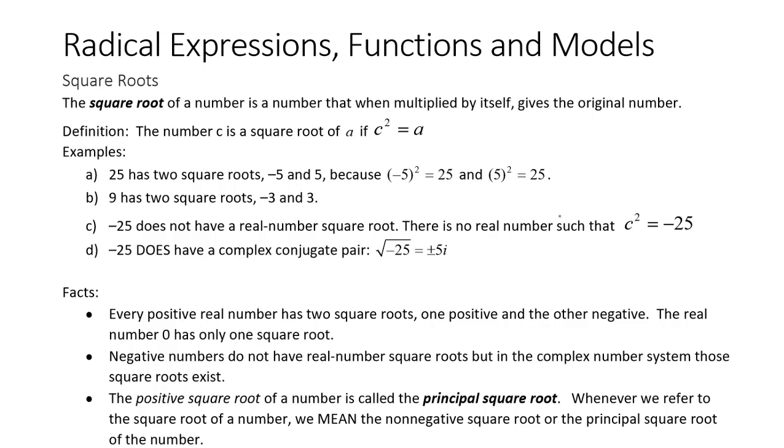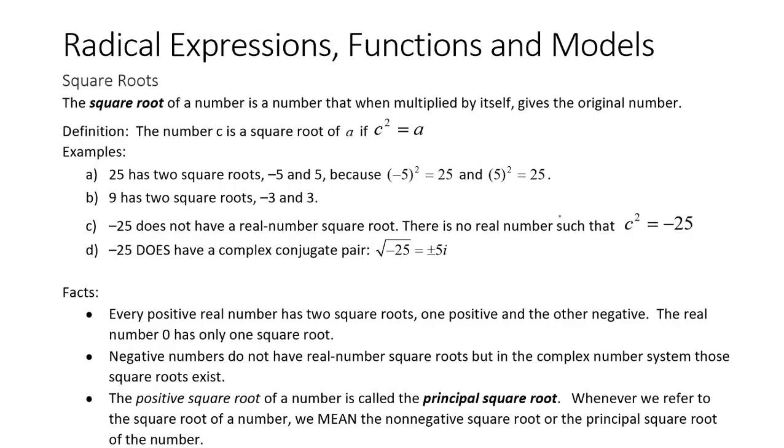In this section, we're going to look at radical expressions, functions, and models. Let's look at the square roots. The square root of a number is a number that, when multiplied by itself, gives the original number. So the definition of this would be: the number c is a square root of a if c squared equals a.